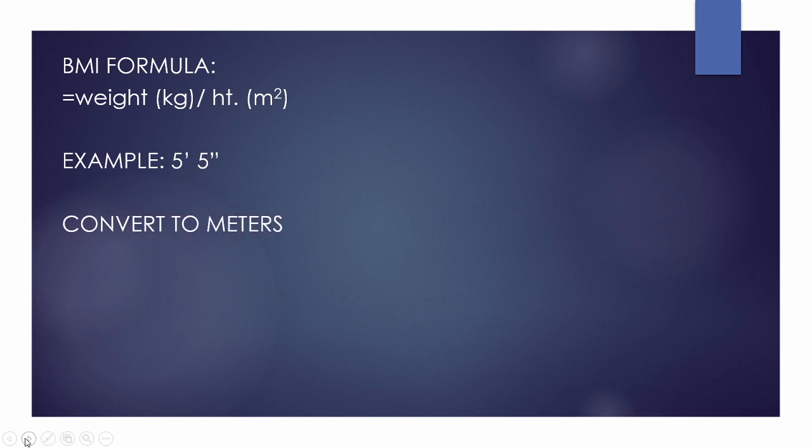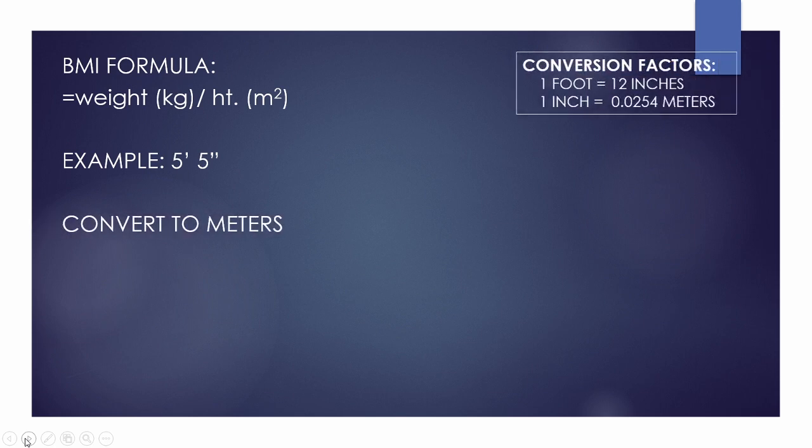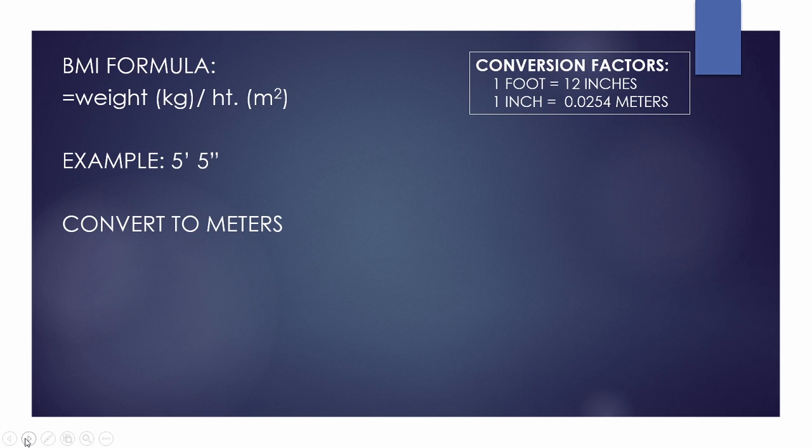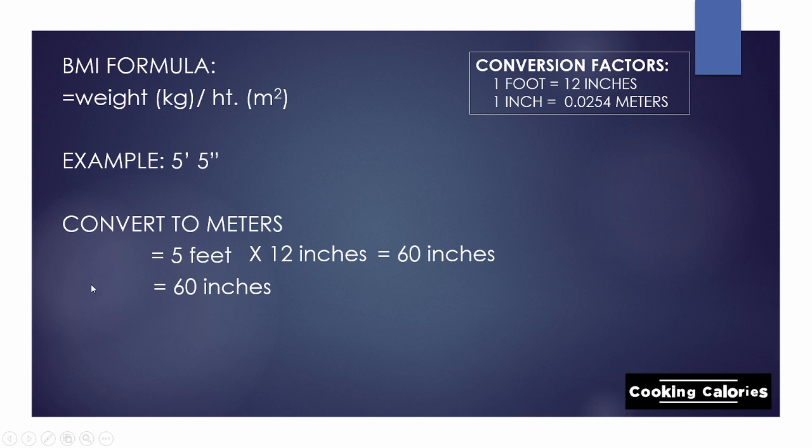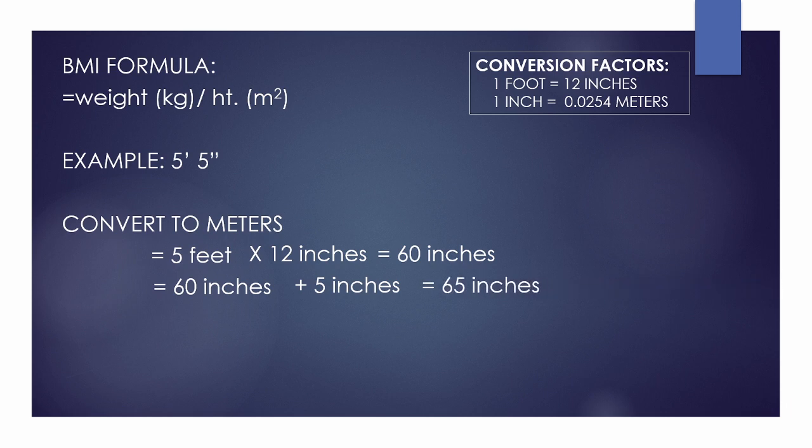To convert to meters, we will be using the following conversion factor. 1 foot is equivalent to 12 inches and 1 inch is equivalent to 0.0254 meters. So 5 feet is to be multiplied by 12 inches because 1 foot is equivalent to 12 inches. Now 5 times 12 equals 60 inches. Next, 60 inches plus 5 inches. 60 plus 5 equals 65.